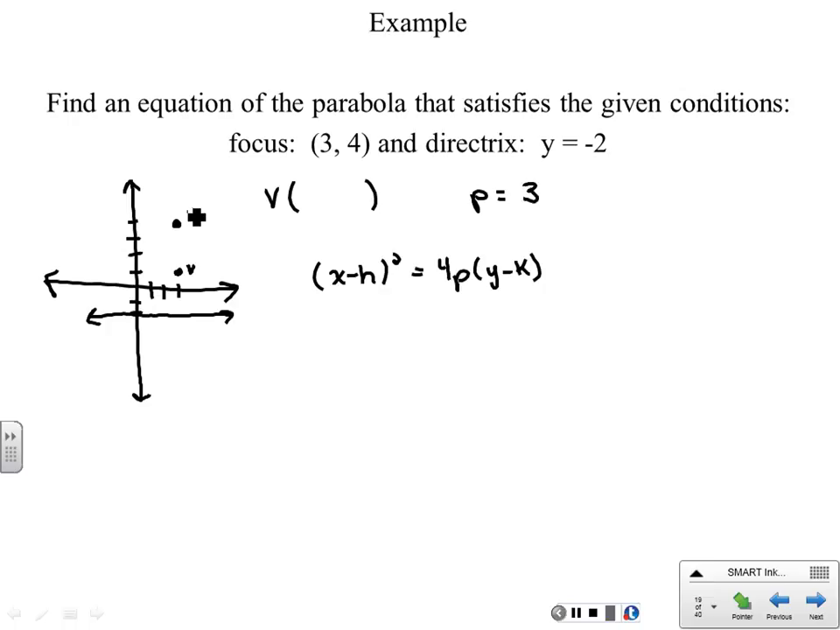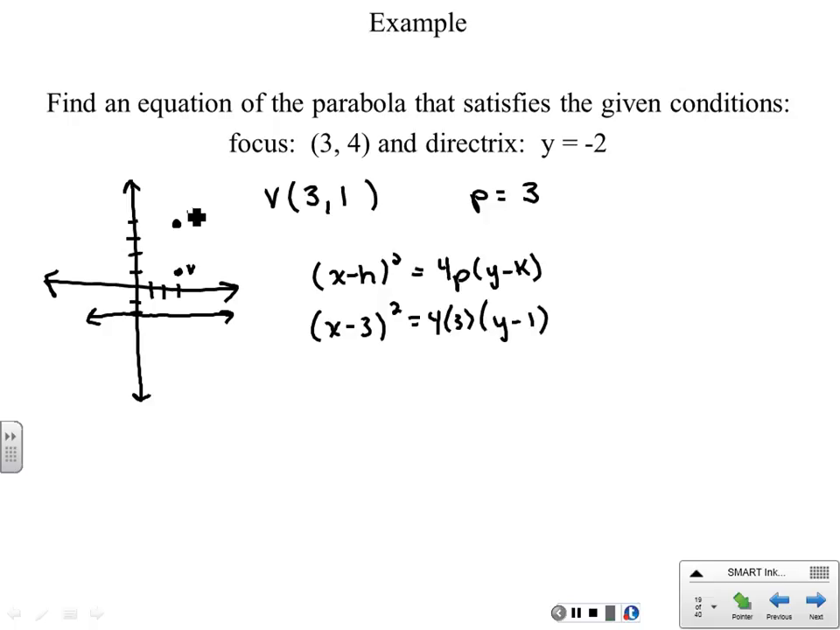Yeah, I think I'm done. And what is the vertex? 3, 1. Vertex is going to be 3, 1. Now you're ready to write your equation. What are you going to substitute in for? H, K, and P. You're going to substitute in for H, K, and P. So we have x minus 3 squared is equal to 4 times 3 times y minus 1.